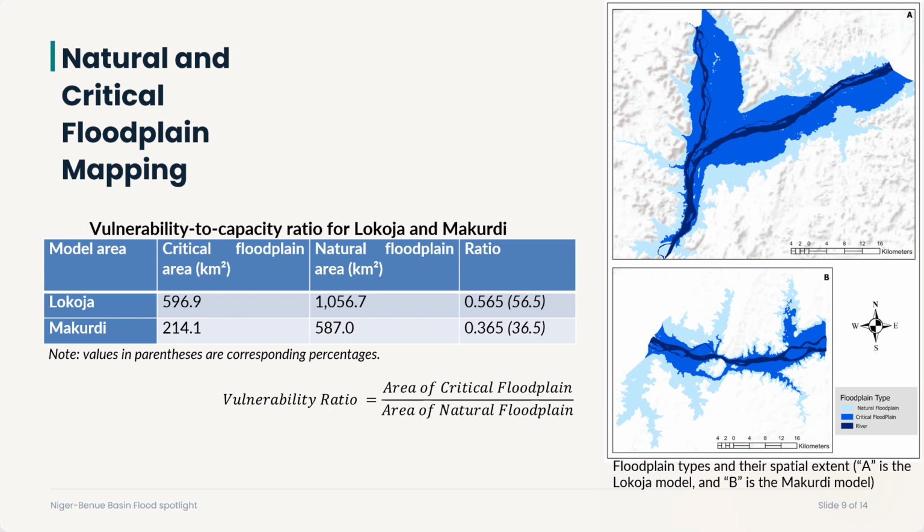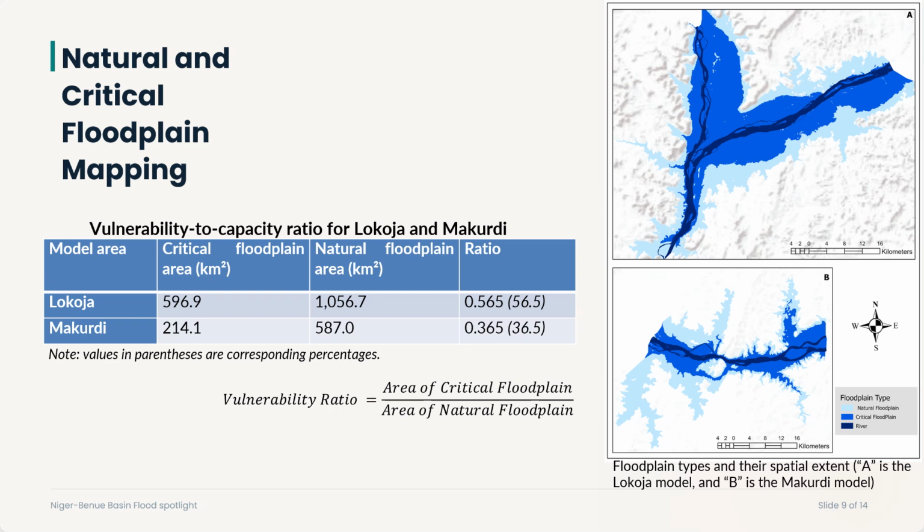The natural and critical floodplain mapping. The vulnerability to capacity ratio was computed to quantify the proportion of the natural flood retaining area that is critically vulnerable. The use of the vulnerability capacity ratio in this study seems to offer a powerful quantifiable metric with high global utility that moves beyond standard exposure mapping. This manner of application is novel among global literatures.